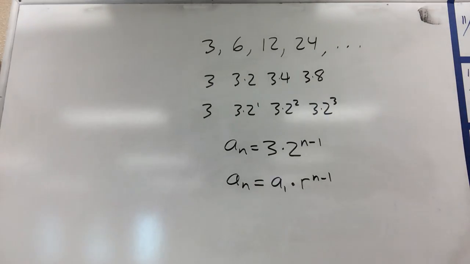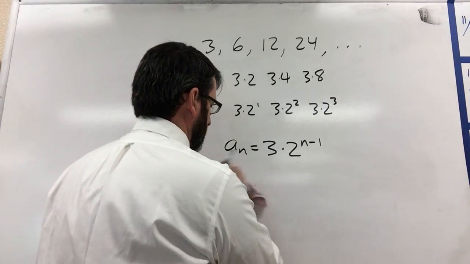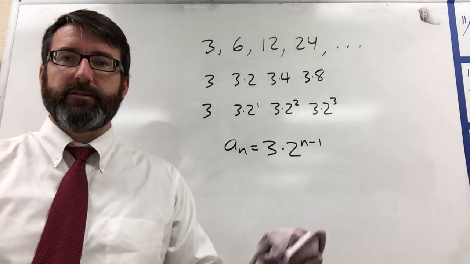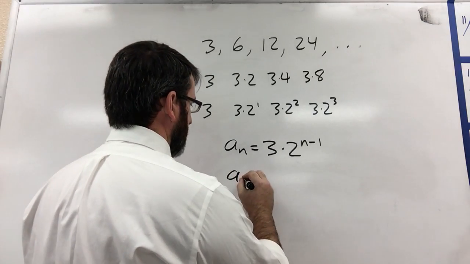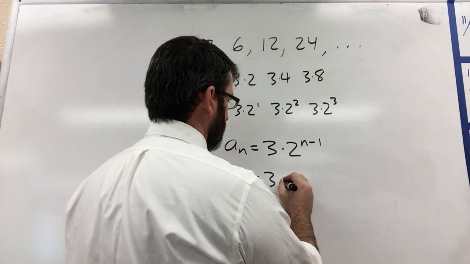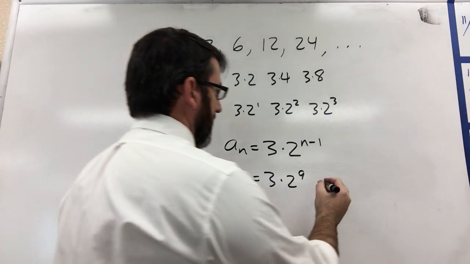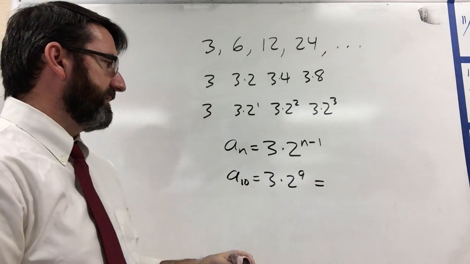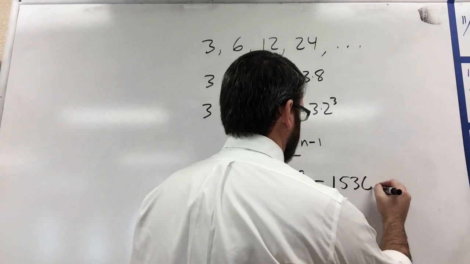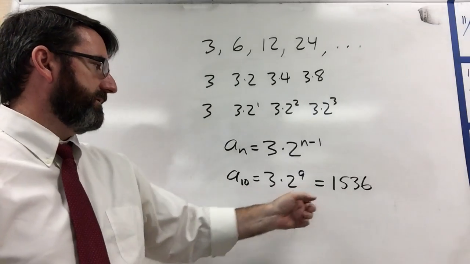All right. And then, of course, we can use this to find some term in the sequence. So let's say we wanted to find the 10th term in this sequence. We just plug in 10 for n. So 3 times 2 to the 10 minus 1, which is 9. 2 to the 9th is 512, times 3 is 1,536. All right, so that's how to find some term in the sequence.